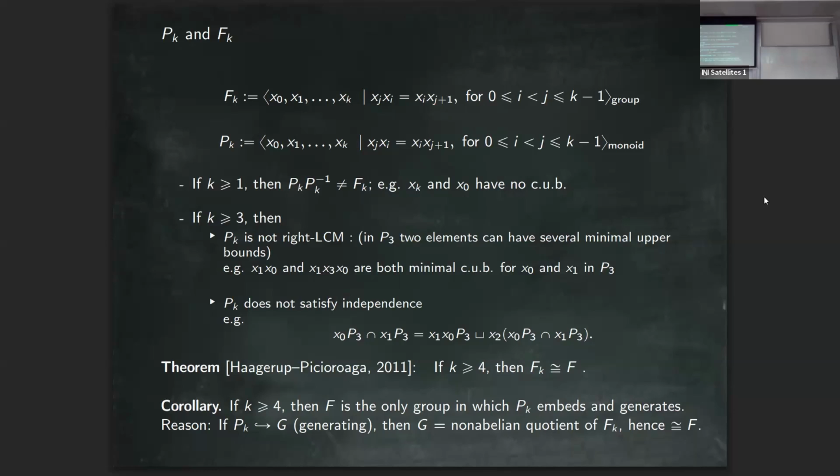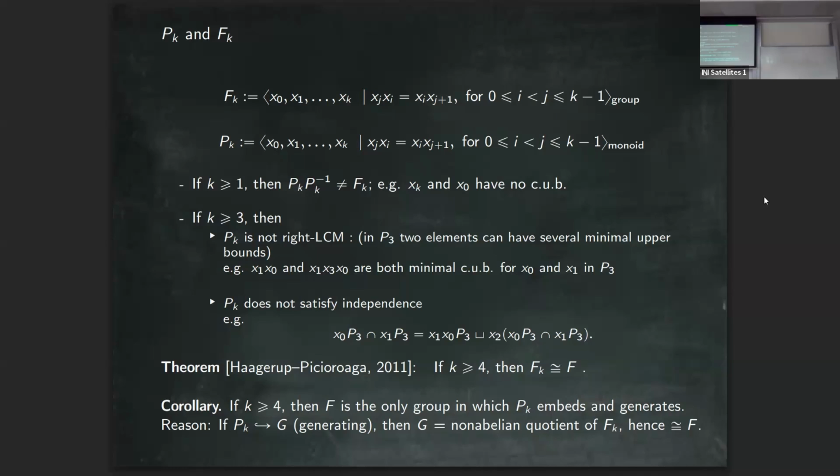So it is after 3 included, is not right LCM anymore. So in P3, two elements can have many common upper bounds. We'll see that in some of the monoids, however, higher monoids, it can be infinite minimum, not least, but minimum. So I have examples there about this.